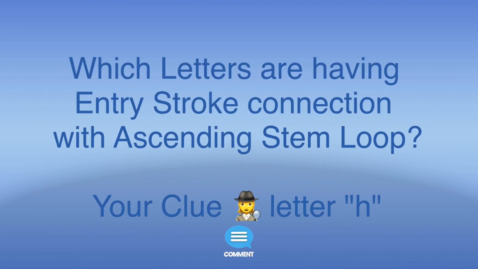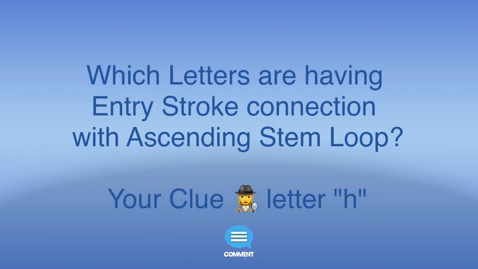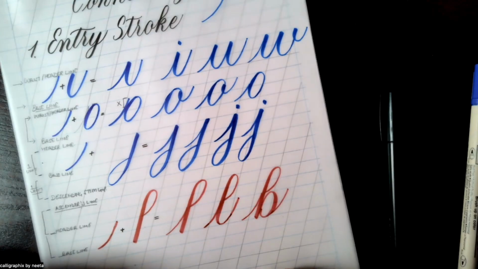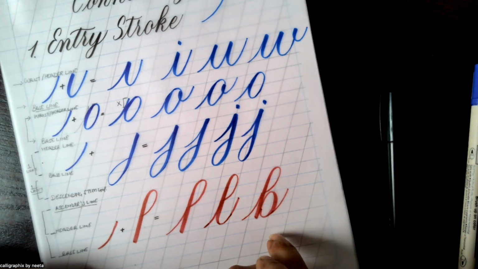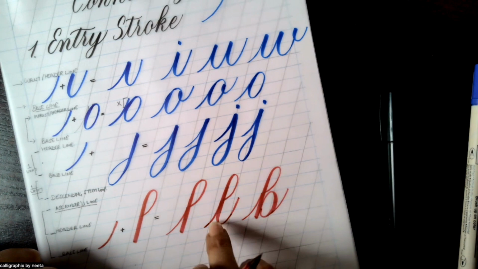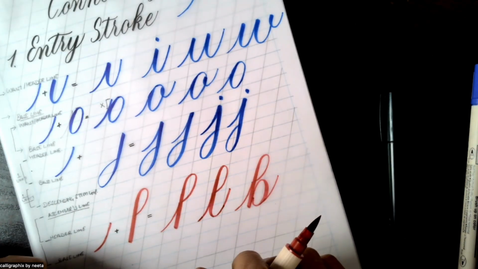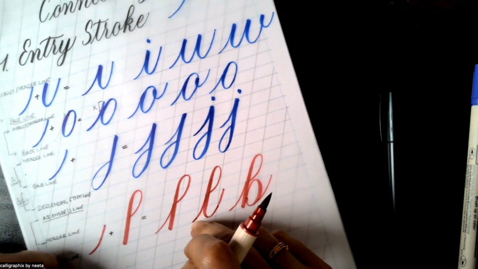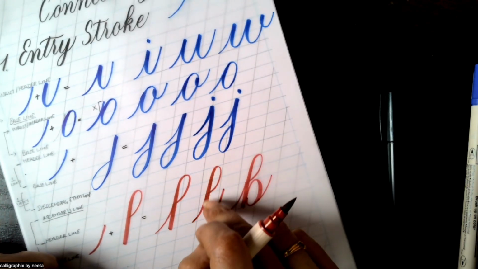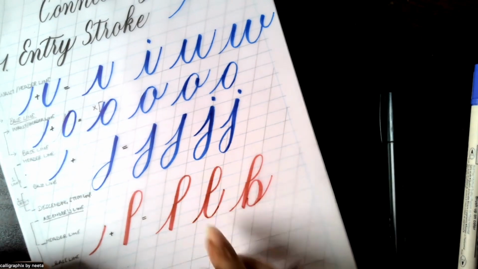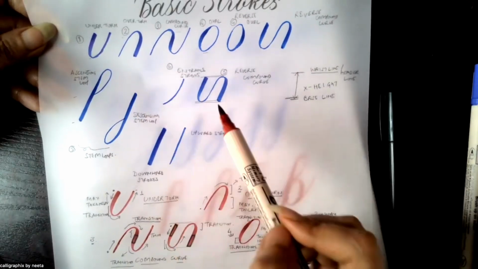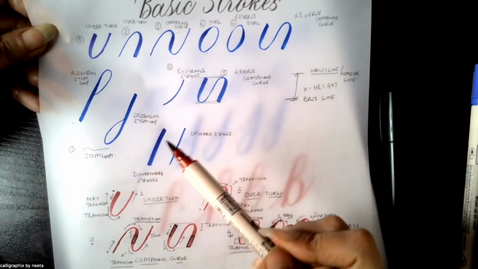In the comment section, I need to know what all other letters do you feel are there. Just check all the 26 letters of the English alphabet and let me know in the comments which other letters start with entry stroke and connect with ascending stem loop. So in which letters do we have entry stroke and ascending stem loop combining? So we have seen where all entry stroke combines with other strokes.